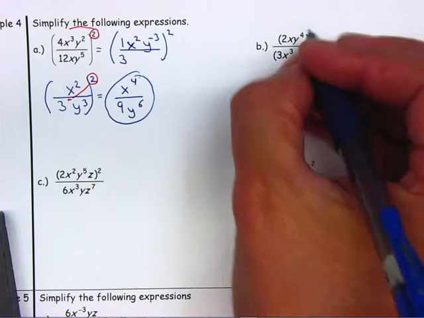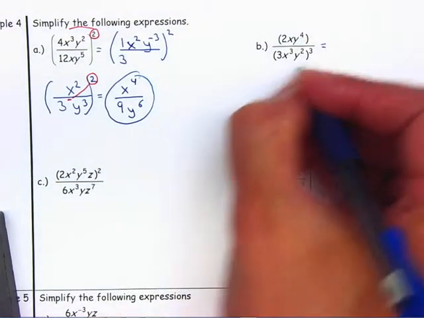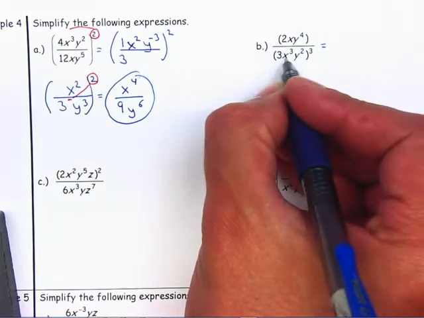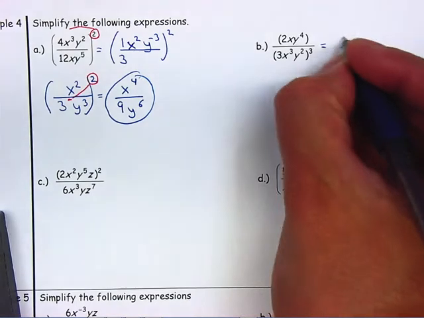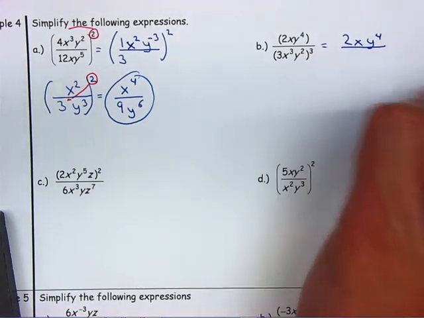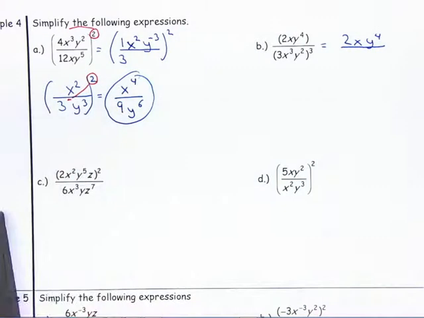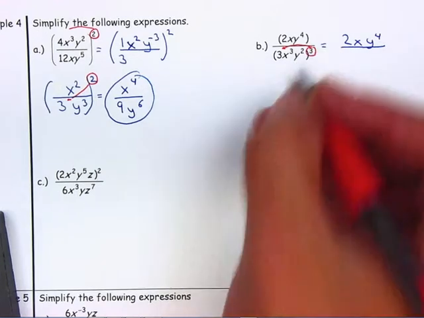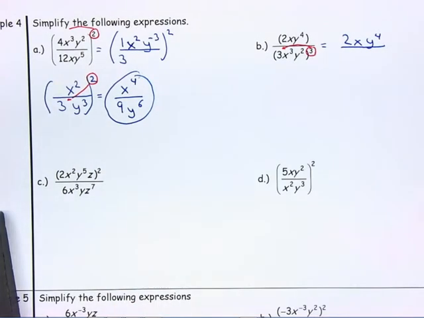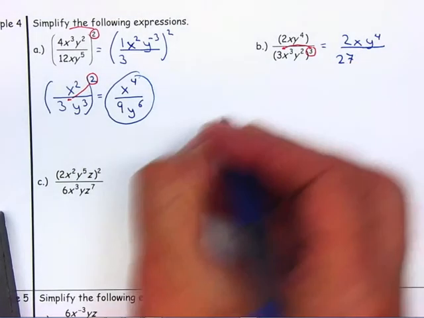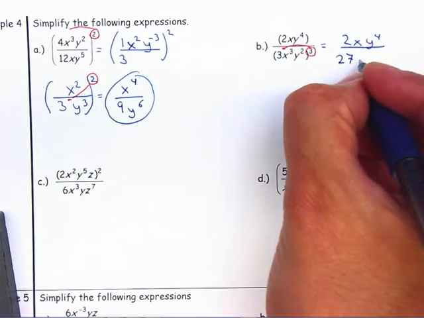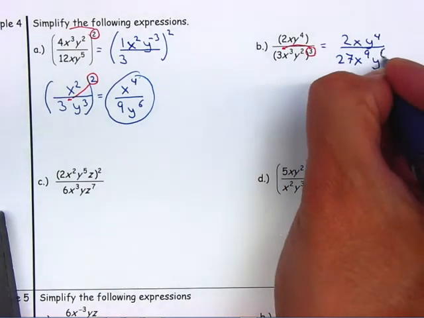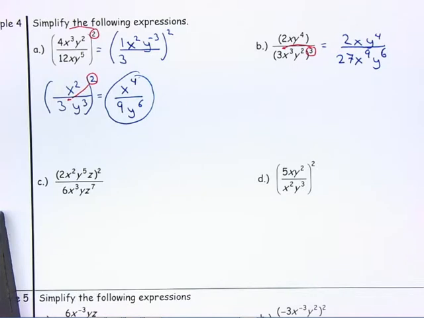On problem letter B, on the second problem, notice that the exponent is only on the denominator. So I can't simplify the numerator. The numerator will stay the same, 2xy to the fourth. On the denominator, we are multiplying, just like the distributive property, the 3 is going to take over the 3. So it'll be 3 to the third power. 3 times 3 times 3 will give us 27. Multiply the exponents, 3 times 3 will give us 9. 3 times 2 will give us 6.